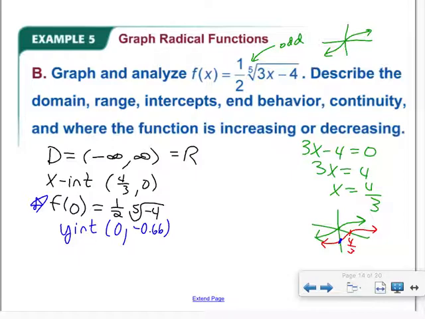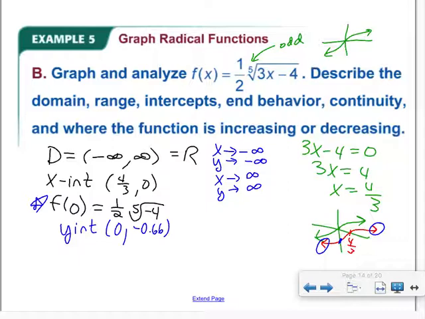Next thing they asked for was end behavior. You can tell these ends are not horizontal. They are eventually rising higher and higher and lower. So as my x goes to the left for negative infinity, my y is going down to negative infinity. As my x goes to positive infinity, my y is going up to positive infinity. So there's your end behavior.